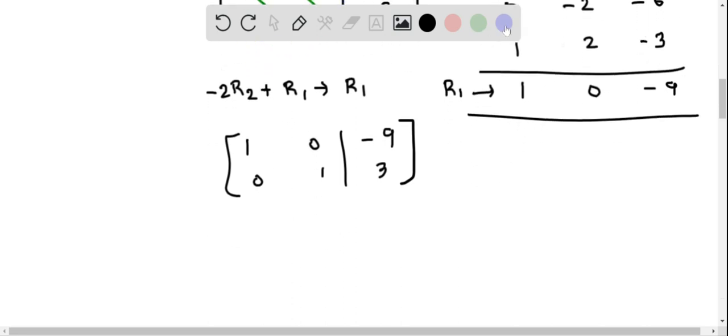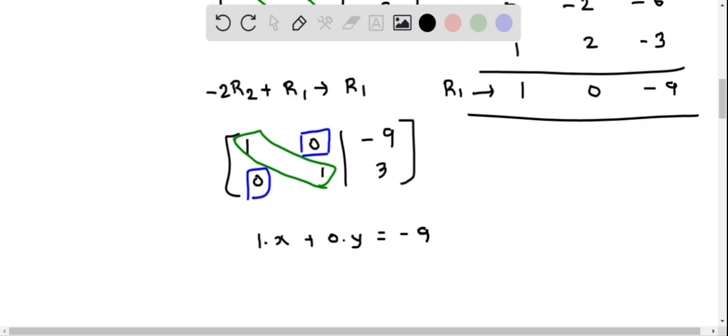So this is the updated matrix of the system. Now you can clearly see that the diagonal elements are 1 and the non-diagonal elements are 0. So we end up with the final stage of this row operation. We can transform this to the system, that is 1 dot x plus 0 dot y equals -9, and for the second equation, 0 dot x plus 1 dot y equals 3. So this is equivalent to 1 dot x is x, 0 dot y is 0.